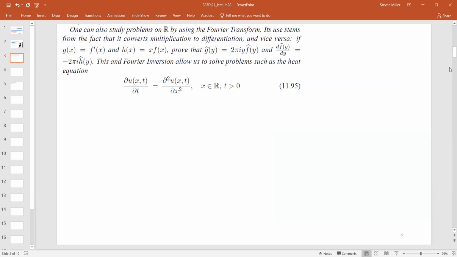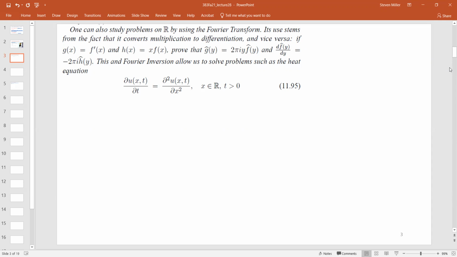Okay. All right. So we talked a little bit last time about trying to do some applications of the Fourier transform to solve differential equations. Let's talk about that in a little bit more detail. So I said if g of x is the derivative of f and h of x is a multiplication of f by x, then their Fourier transforms are very nicely related. Explicitly, g hat of y is 2 pi i y f hat of y, and the derivative of f hat is negative 2 pi i h hat of y. So there's this nice connection between multiplication and differentiation.